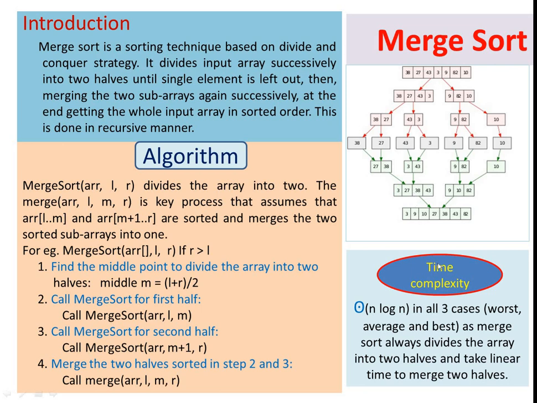Now talking about the time complexity, merge sort results in order of, or theta of, n log n for all three cases, worst, average and best, because merge sort always divides the array into two halves and takes linear time to merge the two halves.